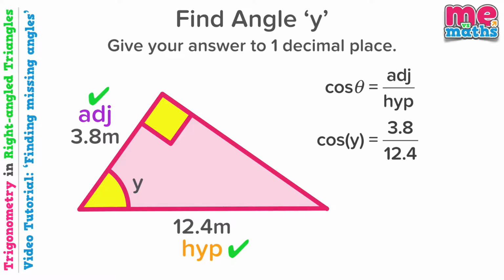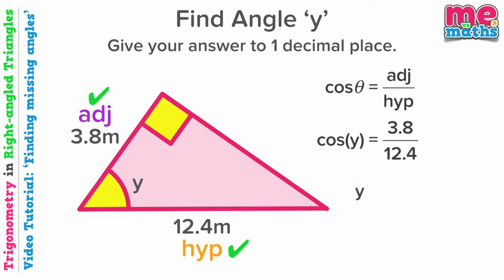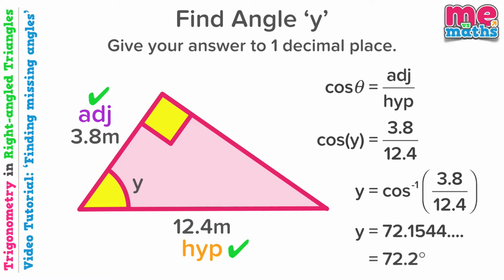To get y on its own, we have to get rid of that cos, so we need to use the inverse of cos, or cos -1. So y is going to be equal to inverse cos of 3.8 over 12.4. As before, get a good calculator where you can enter all this in one go, get an answer, and round it off to give 72.2 degrees.